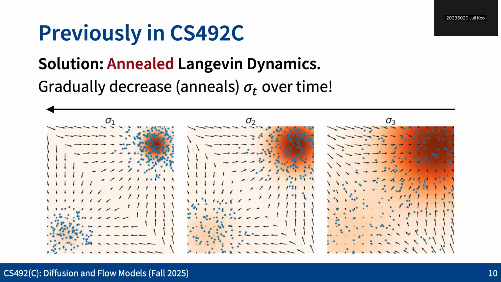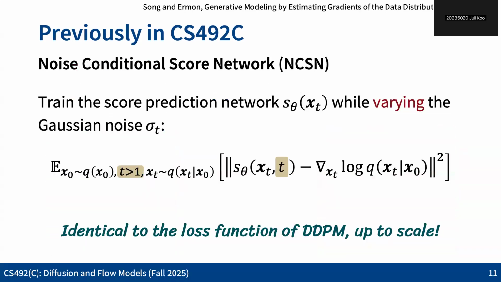So which means that in terms of training our score predictor here, we are now varying the variance of the Gaussian noise. So we are going to learn the score for each time step t. For the time step t, we are going to decrease the variance over time. So for each time step, we need to learn this score function, right? So that's what we are going to do.